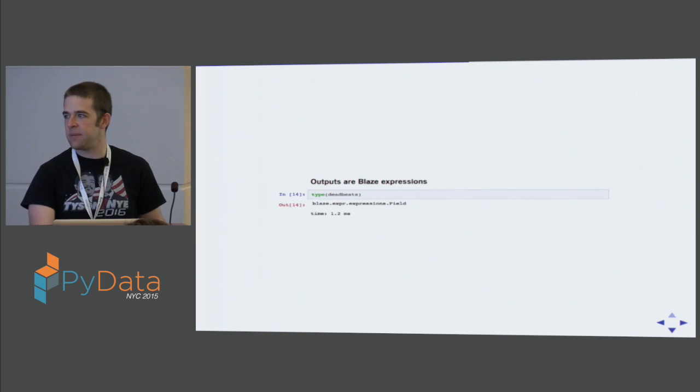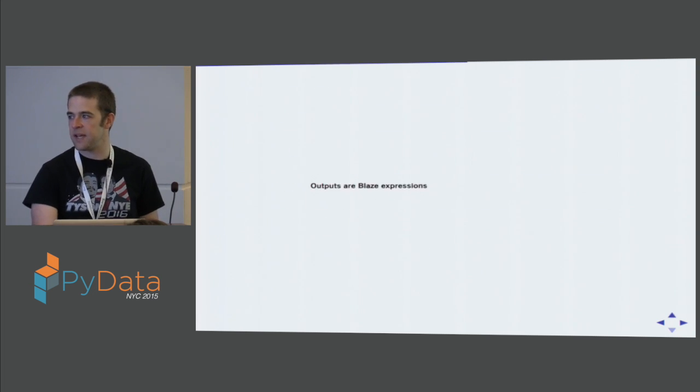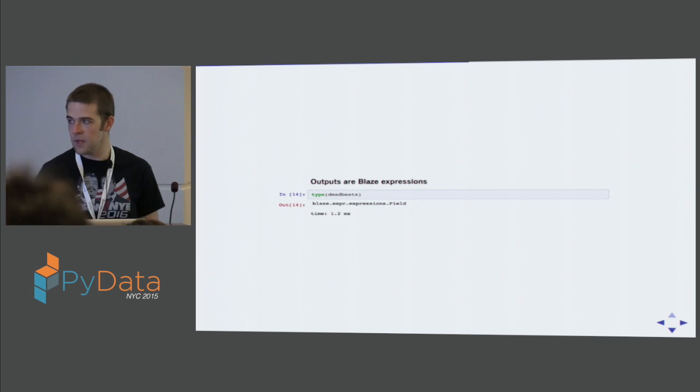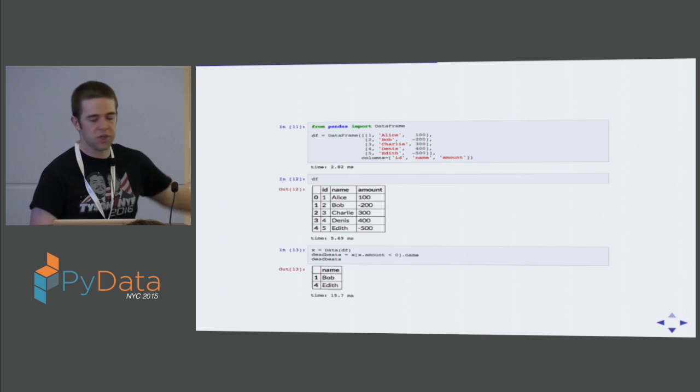So if we look at the type of deadbeats, it's a field, and the reason is because I'm saying .name right here. It's a field access. If you look at the child of that expression, it's a selection, which is a filter.